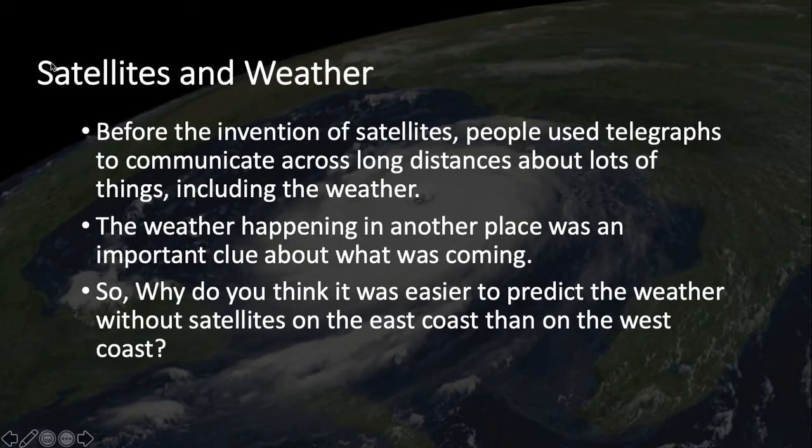Before the invention of satellites, people used telegraphs to communicate across long distances about lots of things, including weather. This is before even the telephone. They would use Morse code. The weather happening in one place was an important clue about what was coming. So, why do you think it was easier to predict the weather without satellites on the East Coast than on the West Coast? Something to ponder.